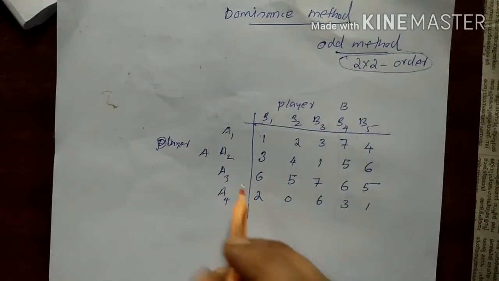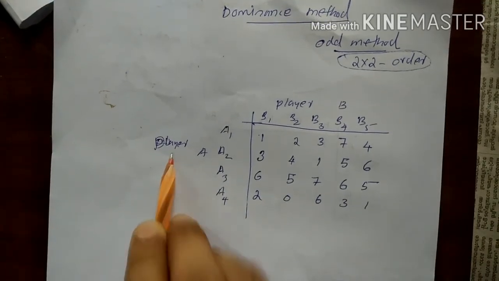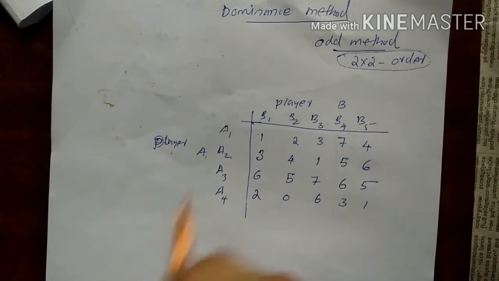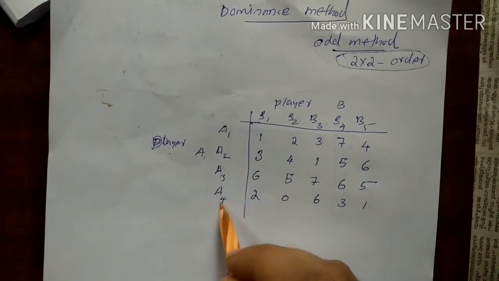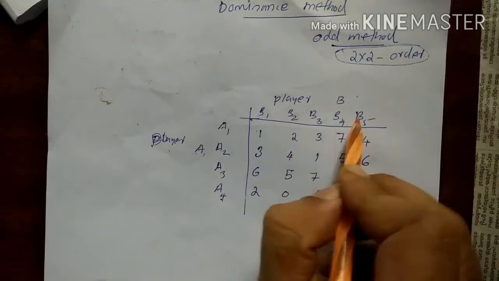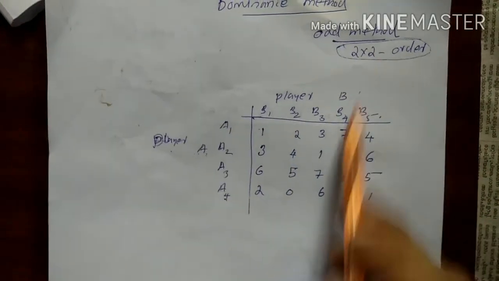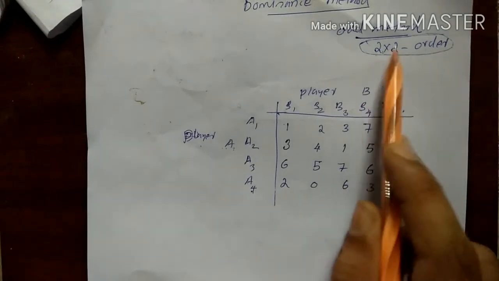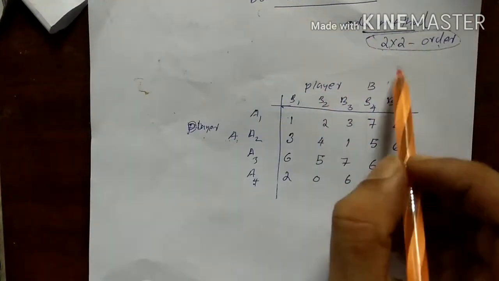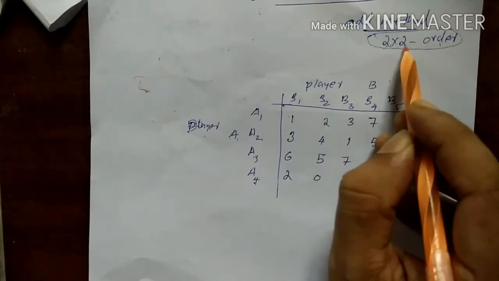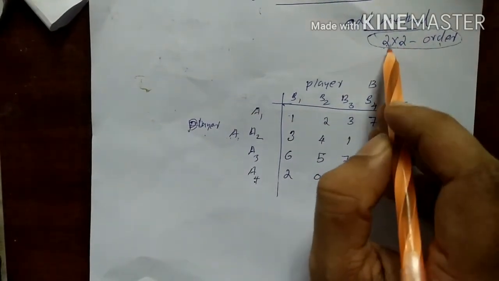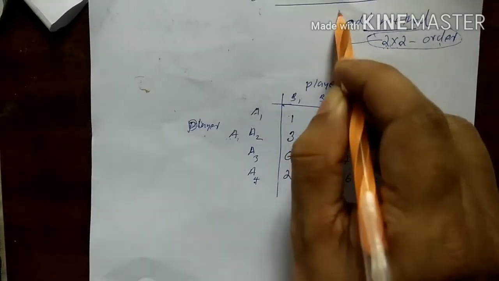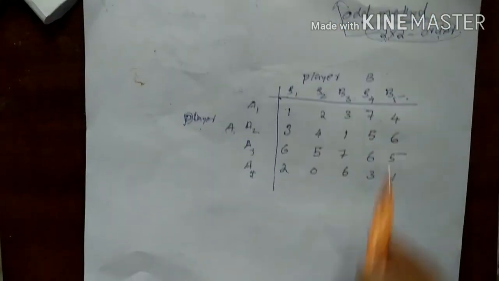See, for example, here there are two players, player A and player B. For player A, there are 4 strategies, and for player B, there are 5 strategies. So it is not a 2 into 2 order matrix. So we need to convert the matrix into 2 into 2 order. In the dominance method, we convert the matrix into 2 into 2 order so that we can find the value of the game by applying the odd method. So let us look at how to convert the matrix into a 2 by 2 matrix under the dominance method.